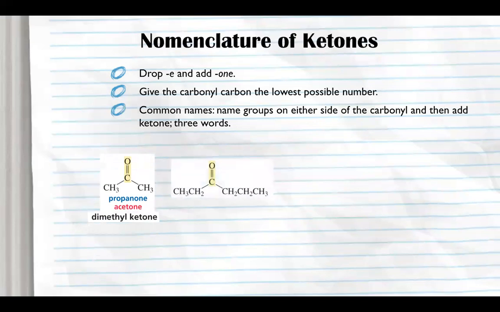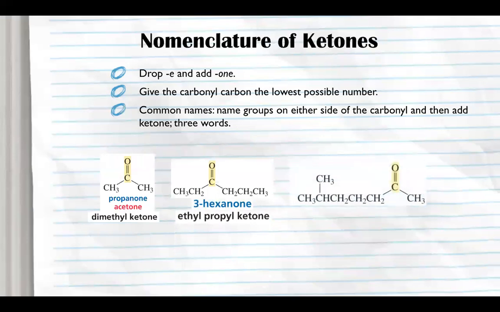All right, look at this one. It's a ketone. You have R groups on both sides of the carbonyl. You have an ethyl on one side and a propyl on the other. So your compound is going to be 3-hexanone. That's how many carbons are totally in that chain. Remember that the carbonyl carbon has to be in the chain. So your common name is going to be ethyl propyl ketone.